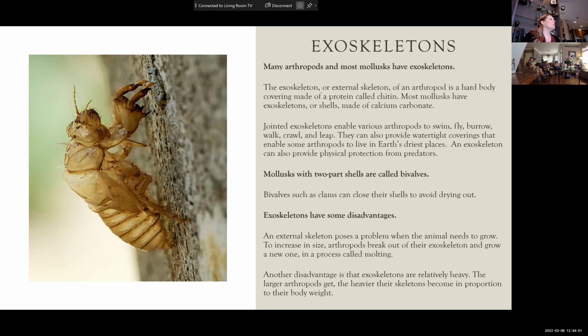Same thing, obviously arranged differently because mushrooms are squishy and bees are, well, they're squishy if you squish them hard enough, but their exoskeleton is fairly rigid, right? Everything's squishy if it's squished hard enough. So jointed exoskeletons enable various arthropods to swim, fly, burrow, walk, crawl, leap. They can provide watertight coverings that enable arthropods to live in Earth's driest places, and it can provide physical protection from predators.